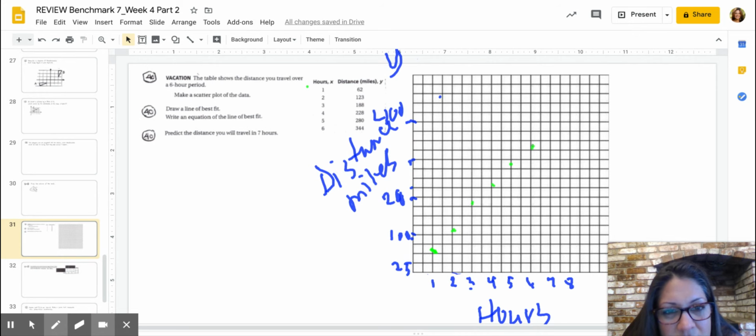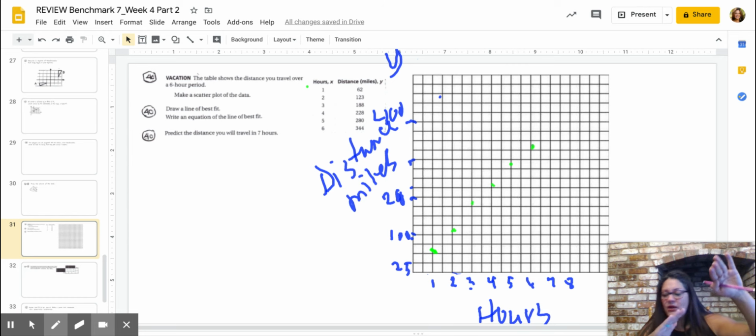Okay, so you can see they're not quite in a line, but they're pretty close. It's going in the same pretty constant speed in that direction. That's why we can do a linear line. The line is going to go through the origin because in 0 hours, we went 0 miles. Now we're going to draw a line through there.